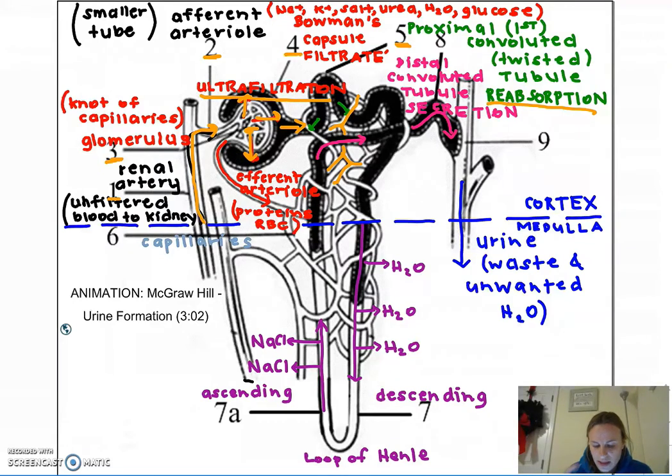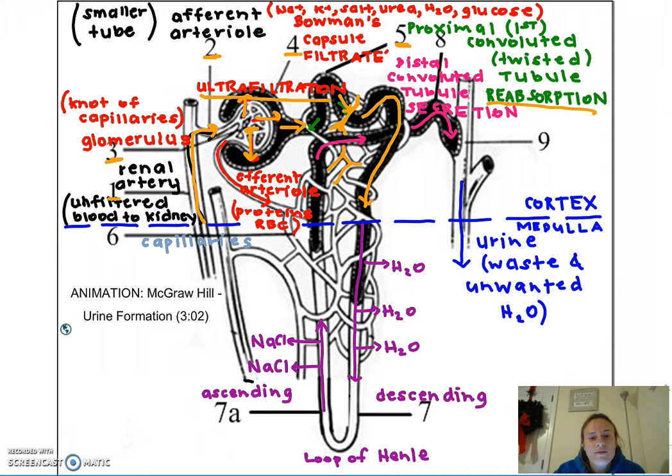And that's important because some of the materials that we originally filtered out of our blood are needed. For example, we need glucose to do cellular respiration. We need sodium and potassium in order for our sodium-potassium pump to work correctly. So we're going to reabsorb some of those molecules that we originally filtered out. They're going to be reabsorbed from the proximal tubule into those capillaries that surround the nephron. From there, our filtrate is going to head down the loop of Henle.